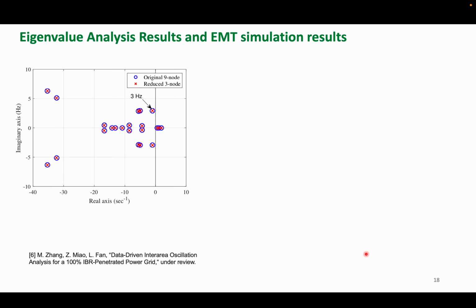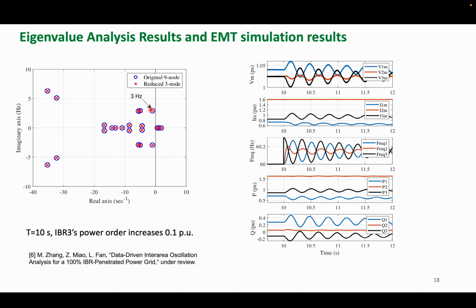Eigenvalue analysis is also presented here. It can be based on 9 nodes or 3 nodes because the network can be reduced. It's found that the 3 Hz mode is at marginal condition. A couple of the others are not realistic and you can ignore them, but the 3 Hz is there to show that this is a 3 Hz oscillation.